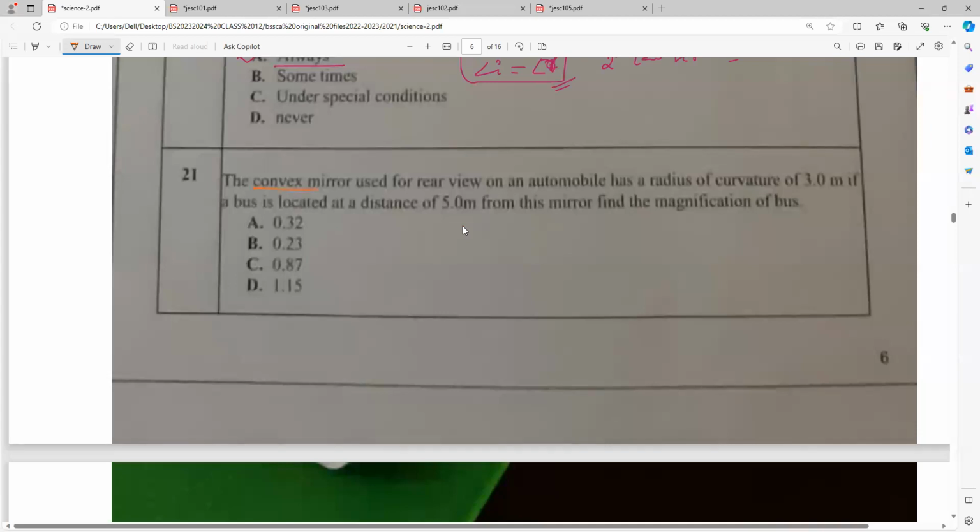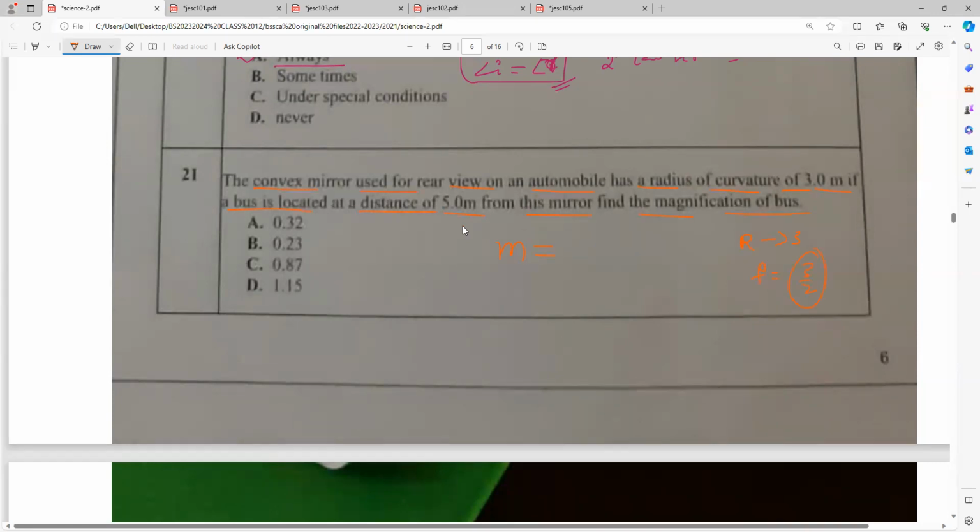Next, a convex mirror used as a rear view mirror of an automobile has a radius of curvature of 3 meters. Solve the numerical fast, everybody. If a bus is located at a distance of 5 meters from this mirror, find the magnification of the bus. Now this is an MCQ, so here you can use the shortcut formula. Anybody can tell me what the shortcut formula is? They have given the radius of curvature, so radius of curvature is 3, which means focal length is 3 by 2.